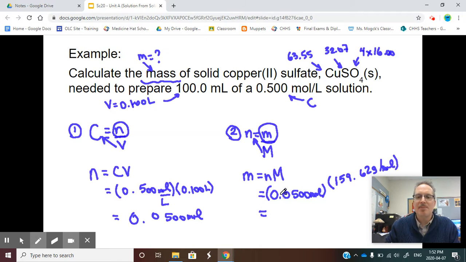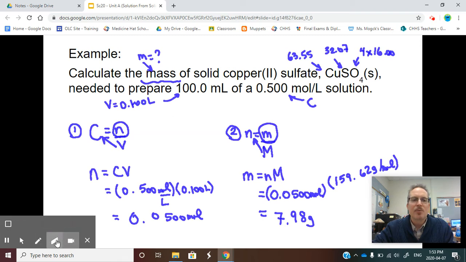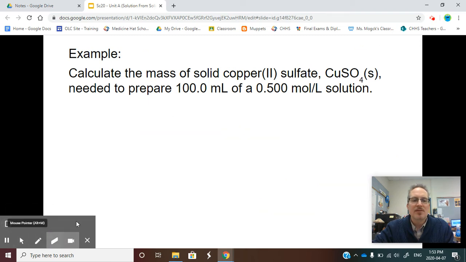So I'm going to type 0.05 times 159.62, and my answer is going to be 7.98 grams. That is the amount of copper 2 sulfate I am going to weigh out in this lab. So I'm going to pause the video and get us set up, so we'll clear this and move on to the next screen.